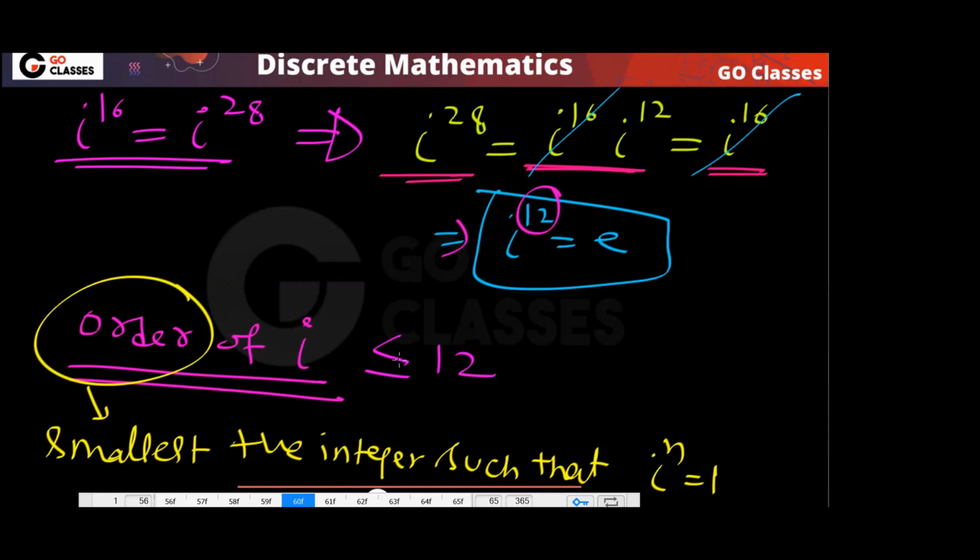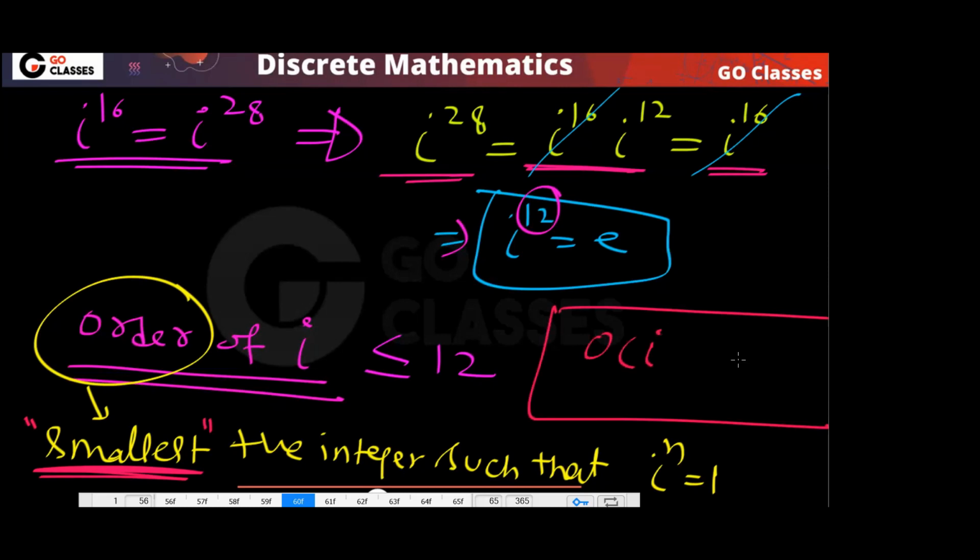I can say order of I is definitely less than or equal to 12, because remember, order means smallest. So order of I will be definitely less than or equal to 12. In the worst case, it can be 12, but I can definitely say this, because this is the smallest. And what is the order of I? Actually, that is 4. Order of I is actually 4. So I hope this concept is clear.